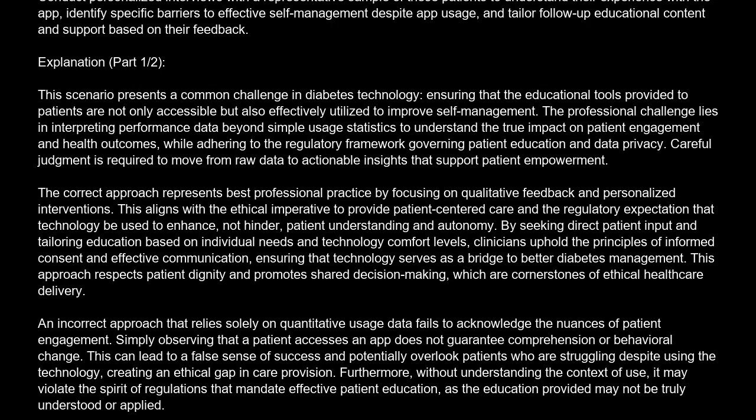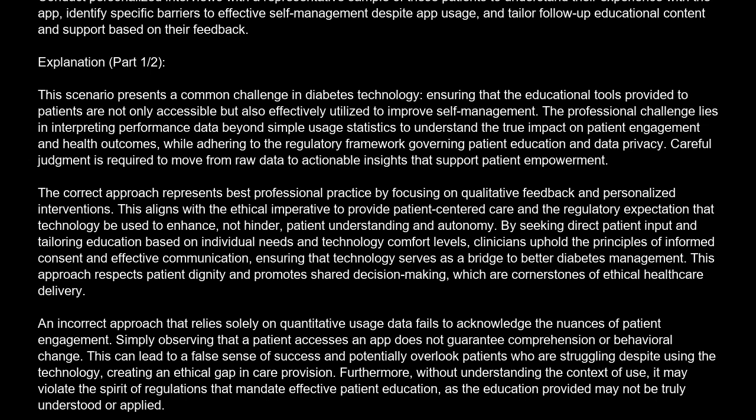The correct answer is C. Conduct personalized interviews with a representative sample of these patients to understand their experience with the app. Identify specific barriers to effective self-management despite app usage, and tailor follow-up educational content and support based on their feedback.